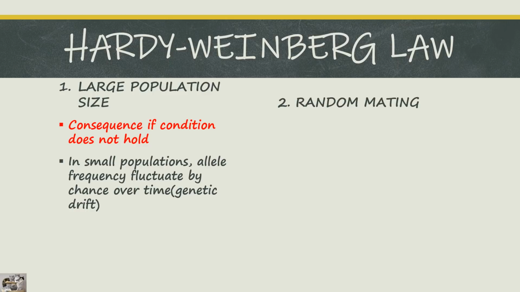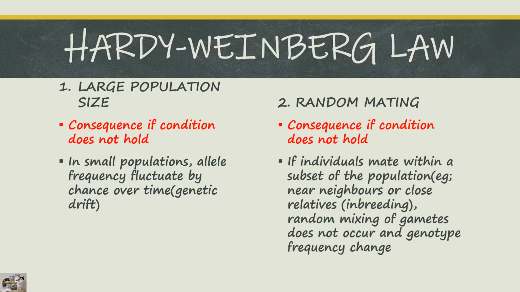The second one is random mating. Say the consequence if the condition does not hold. If individuals mate within a subset of the population, for example, near neighbors or close relatives, or inbreeding, random mixing of gametes does not occur and genotype frequency changes.